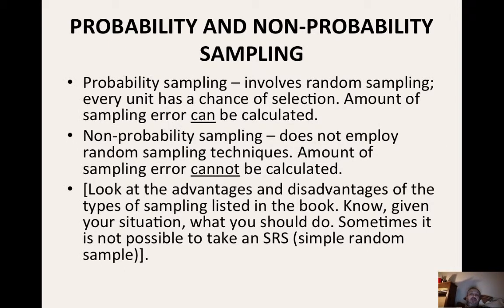So there are two kinds of sampling that we want to look at: probability sampling and non-probability sampling. All things being equal, we want to choose probability sampling whenever we can, okay? Because it involves random sampling, where every unit in the population has an equal chance of being selected. So what you do essentially is, you put a bunch of numbers in a hat and then you draw the numbers out randomly. That's kind of what you're doing, right?